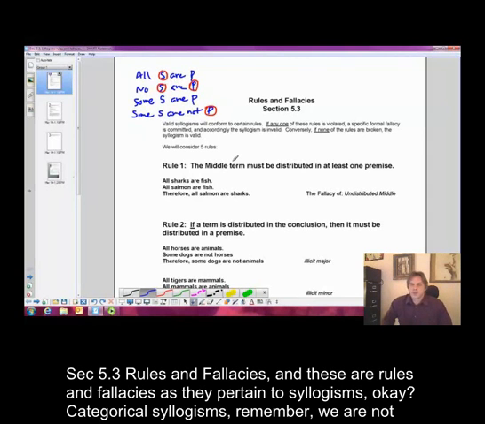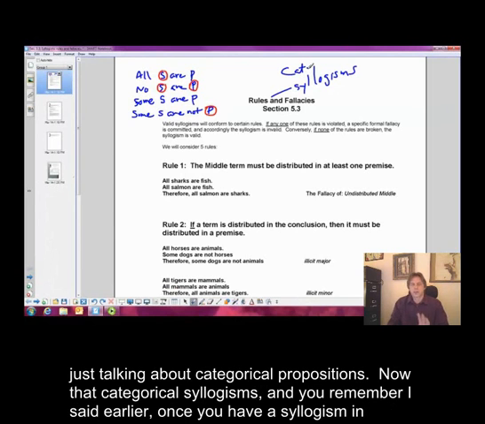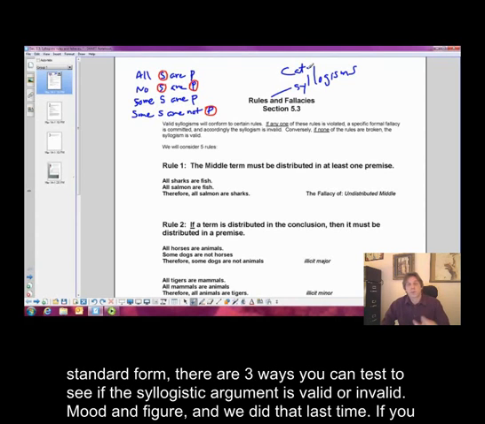Section 5.3, Rules and Fallacies, and these are rules and fallacies as they pertain to syllogisms. Categorical syllogisms. Remember, we're not just talking about categorical propositions now, but categorical syllogisms. And you remember I said earlier, once you have a syllogism in standard form, there are three ways you can test to see if the syllogistic argument is valid or invalid. Mood and figure. And we did that last time.